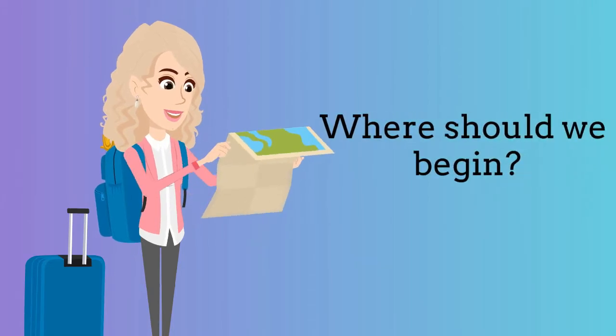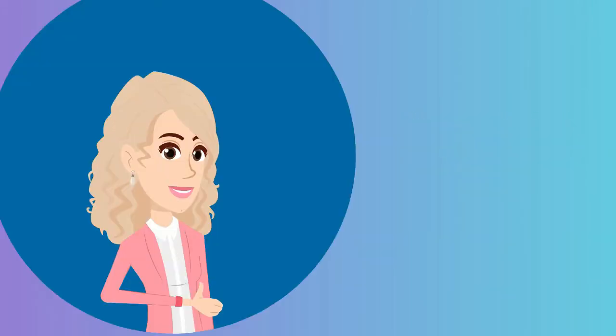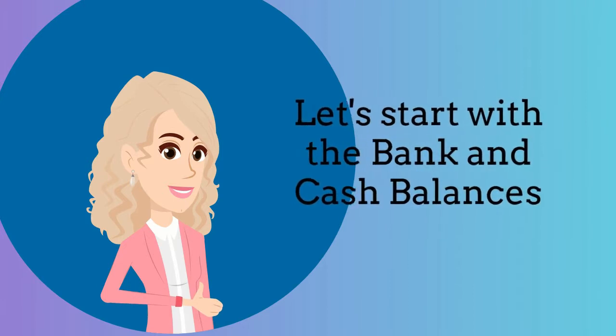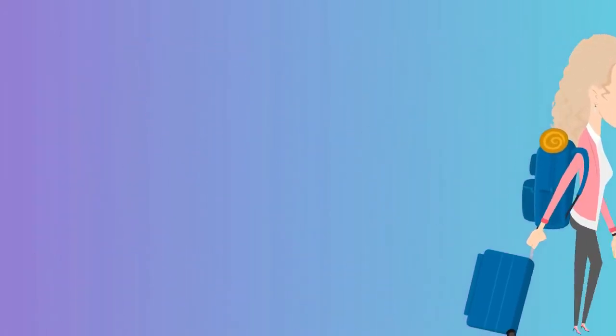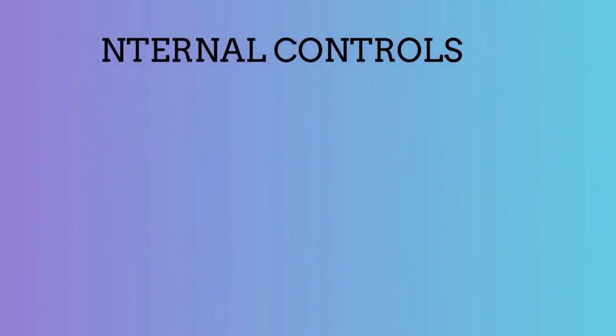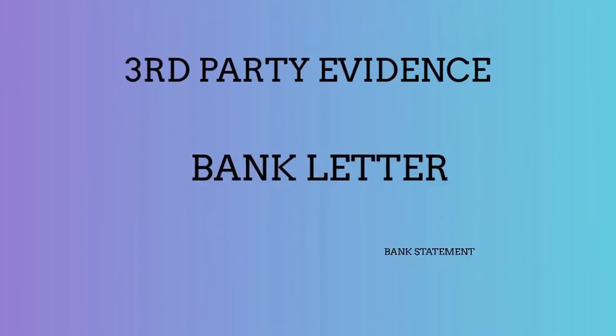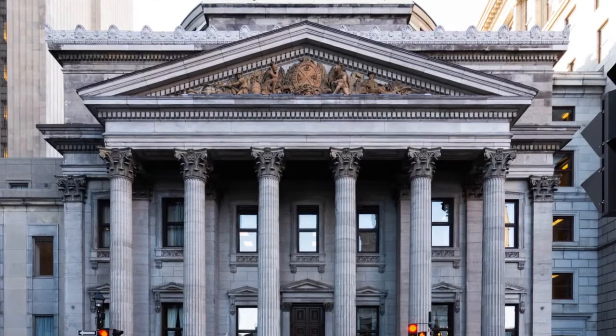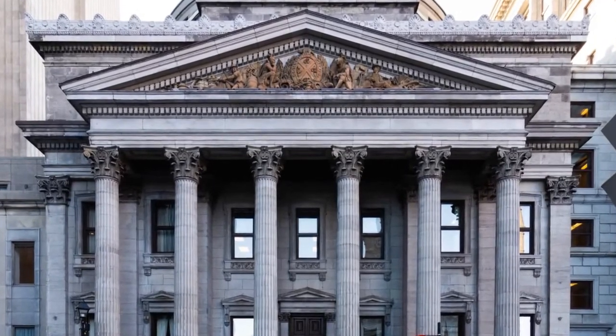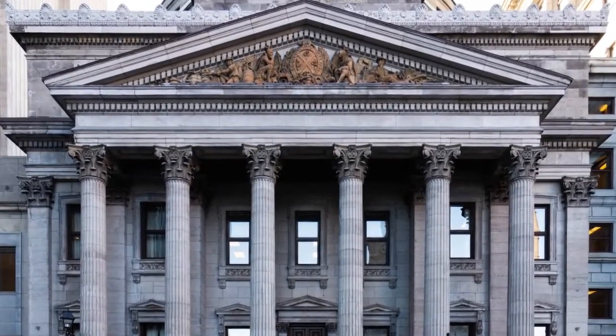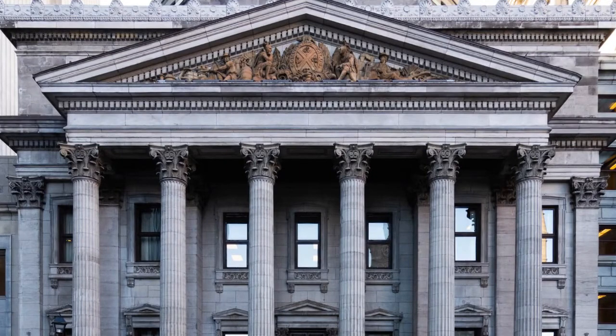So we're going to jump into bank and cash. Now, if I was to look at bank and cash, I can break that down into internal controls, verification, examination, and reconciliation. In the real world, if I was to go to a client's premises, what I would be aiming for is to obtain third-party evidence where possible, because third-party evidence is the best form of evidence that you can obtain to back up a balance when you're looking at the likes of bank and cash.